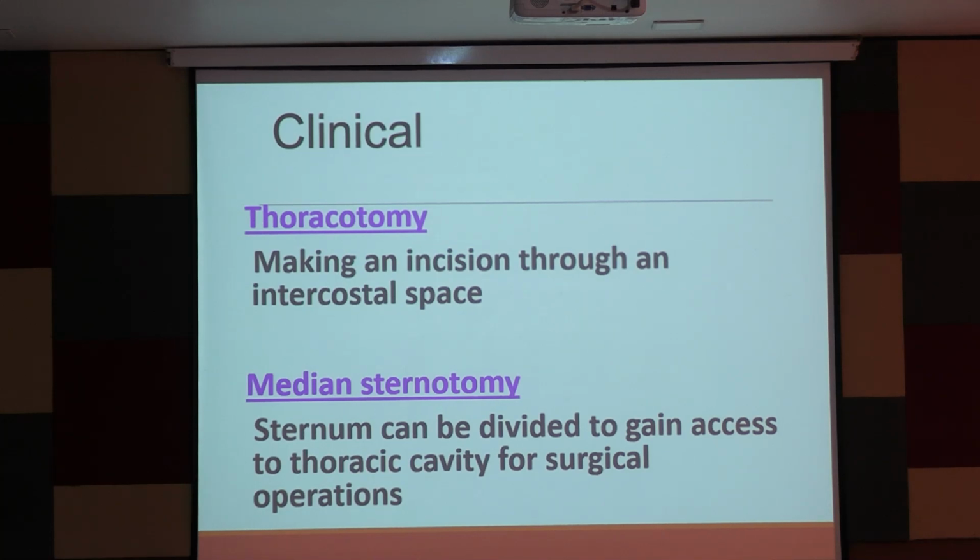Now, while doing this thoracotomy, if you are cutting the sternum in the midline, we call it median sternotomy.